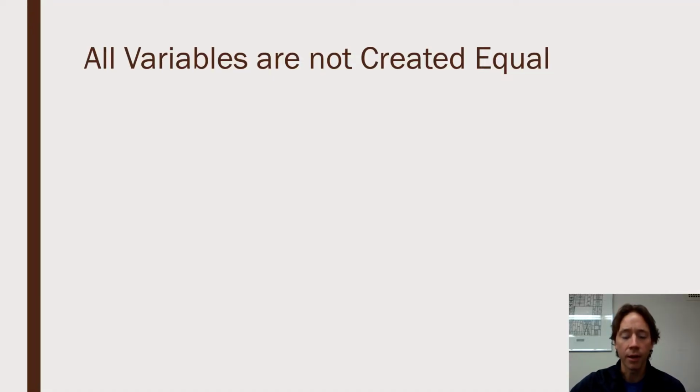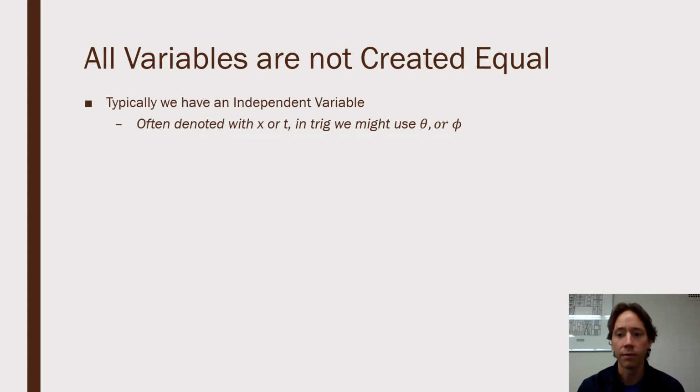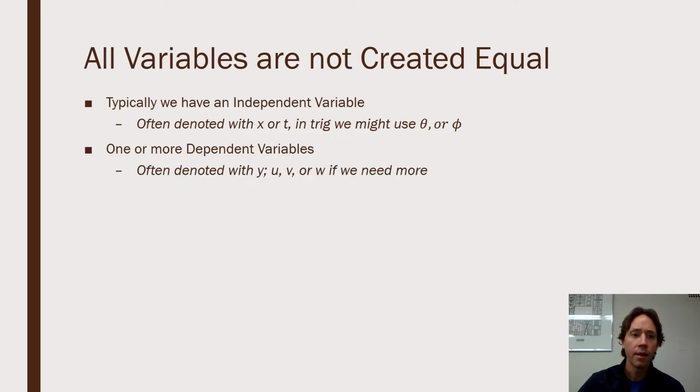All variables are not created equal. So we have different vocab words for different kinds of variables. We have independent variables, usually x or t. If we're doing trigonometry, we might use a theta or a phi. And then we have dependent variables, right? So usually y is our default choice, but if there's more than one, we might use u or v or w, and there might be some other label if it's an application question, something that makes sense in the context of the problem.